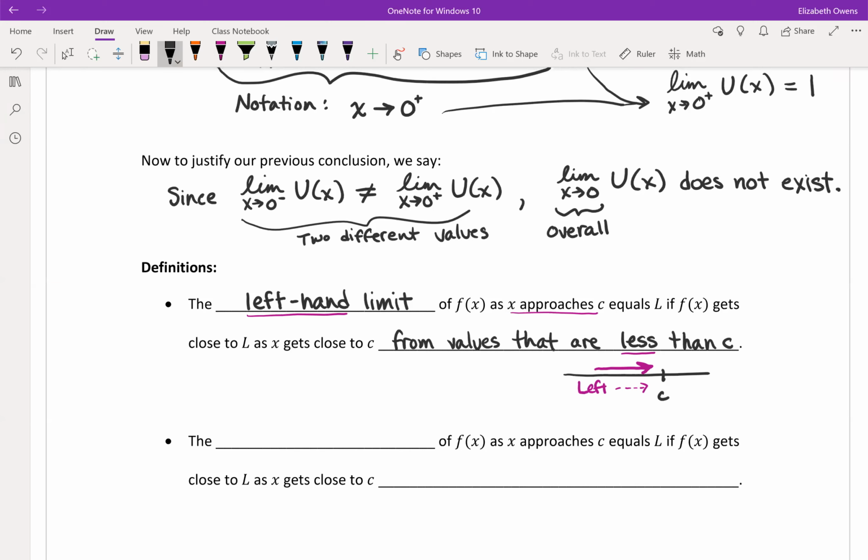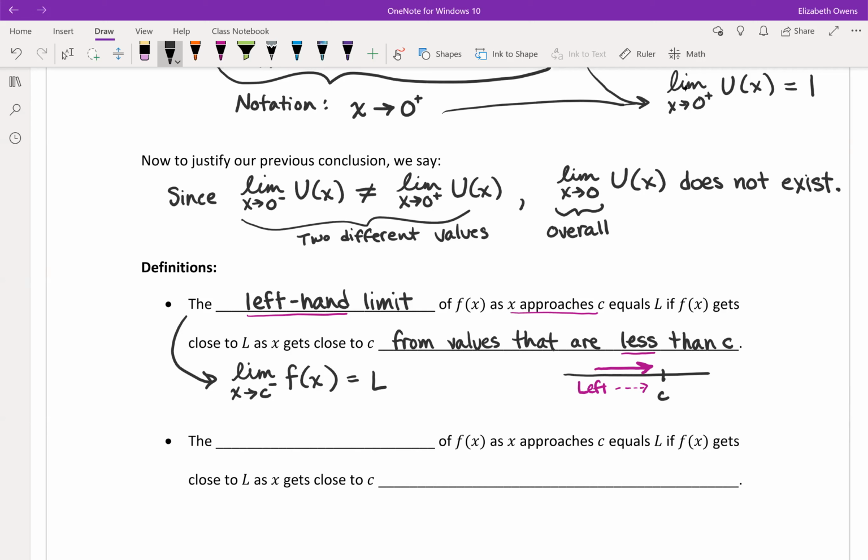All right, and this notation that we had seen a little bit of before, this is the limit as x approaches c from the left of f of x equals L is what this is defining.